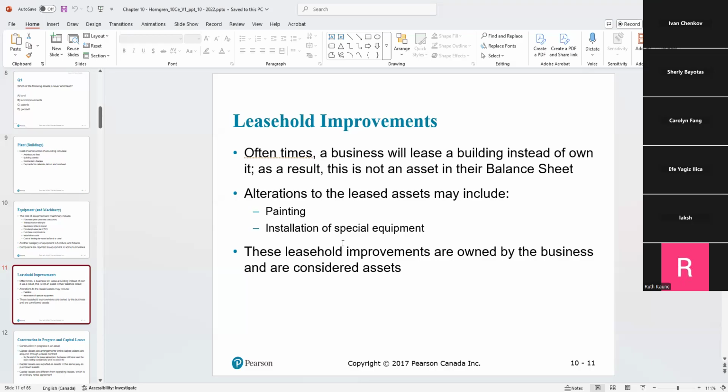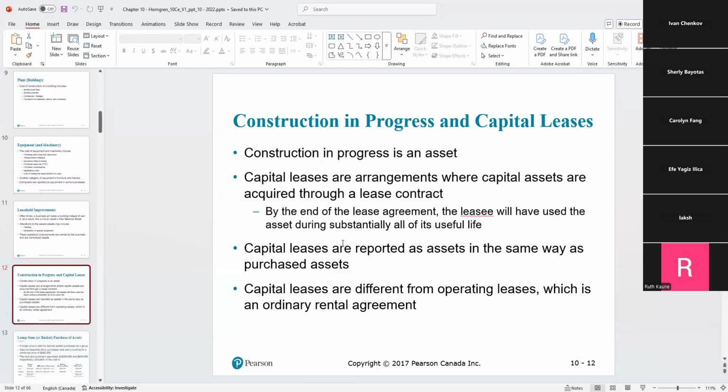So you're calculating those costs and you're recording them as a separate asset. And those are going to be considered an asset. Construction in progress. Construction in progress will be an asset, same as a capital lease. Capital lease is an arrangement where the capital assets are acquired through the lease contract. Now, pay attention, those of you who are going to continue with the accounting. Pay attention to the capital lease and what it is, because in this part of the accounting we're talking about capital lease, which we will never talk about when you move to the International Financial Reporting Standards.